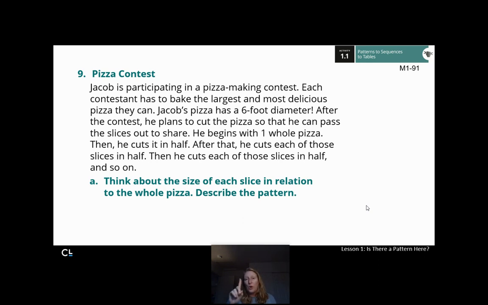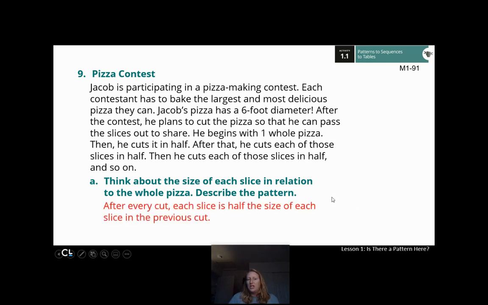So he begins with one whole pizza. Then he cuts it in half. After that, he cuts each of those slices in half. Then he cuts each of those slices in half, and so on. So think about the size of each slice in relation to the whole pizza and describe the pattern. Well, after every cut, each slice is half the size of each slice in the previous cut. We're just cutting them in half. Lots of halves.